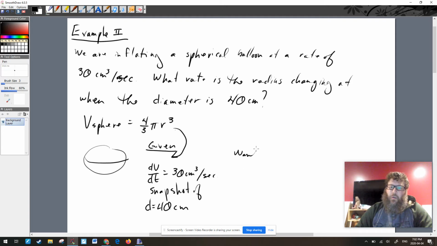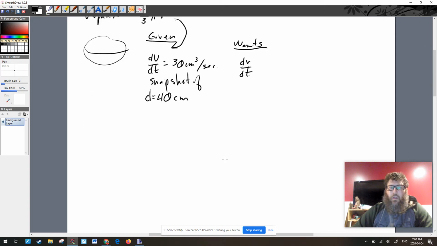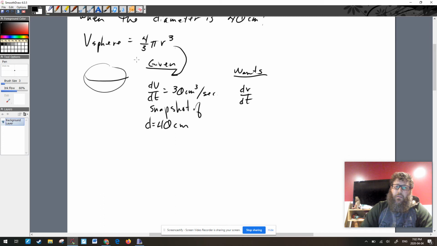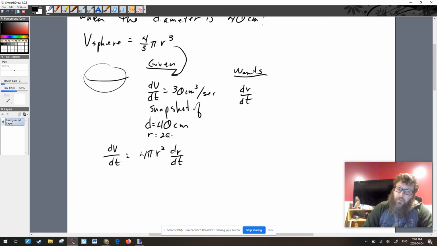And what we're looking for is we want dr by dt, okay? So we've already got our formula that relates the quantities. Here it is right here. This one's pretty straightforward. We're going to differentiate this right off the bat. So dV by dt is going to be equal to 4 pi r squared dr by dt. And while we aren't explicitly given the radius, we're really close, because if the diameter is 40, we also know then that the radius is 20.